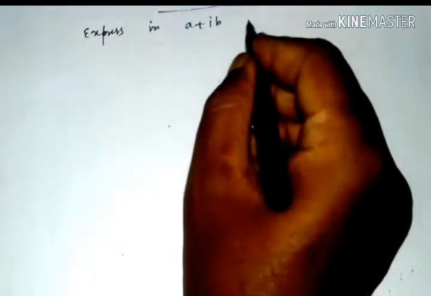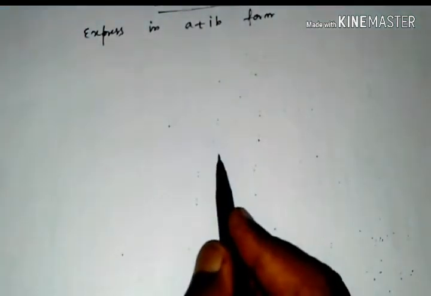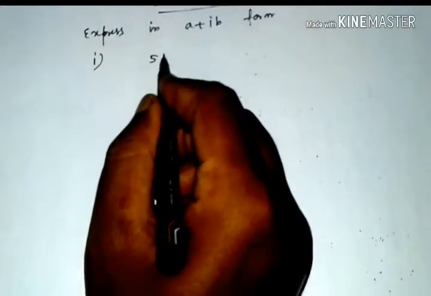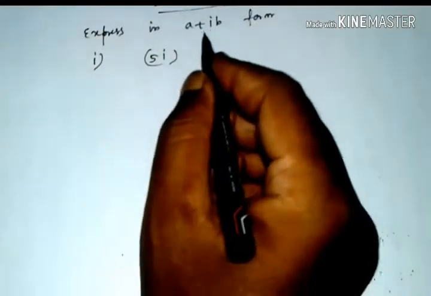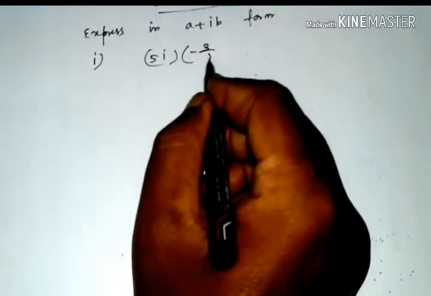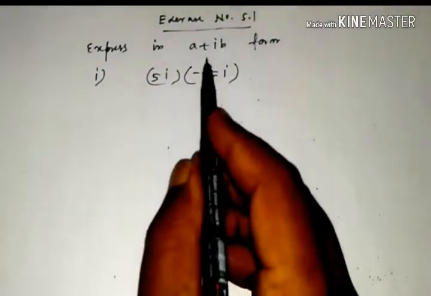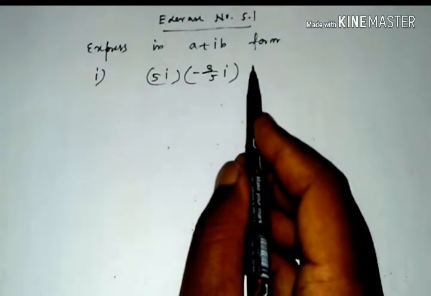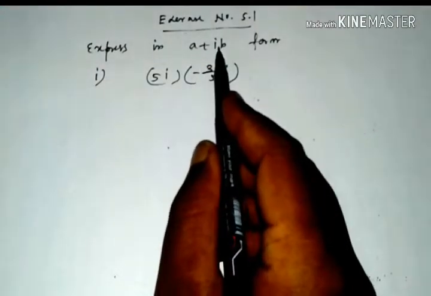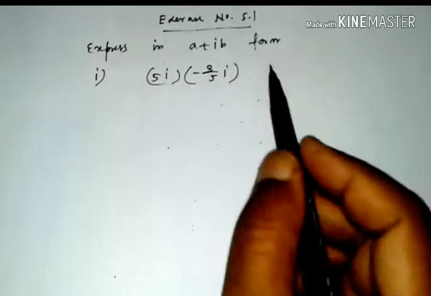Here the question is, express in A plus iB form. First problem is 5i into minus 3 by 5i. We have to write this in A plus iB form, that is real part plus imaginary part.